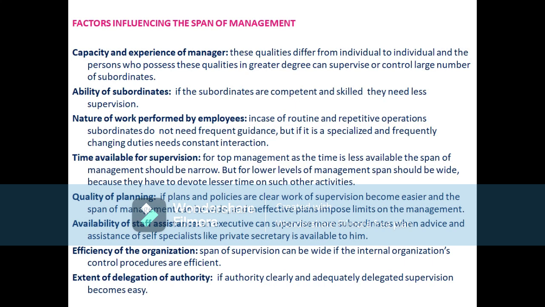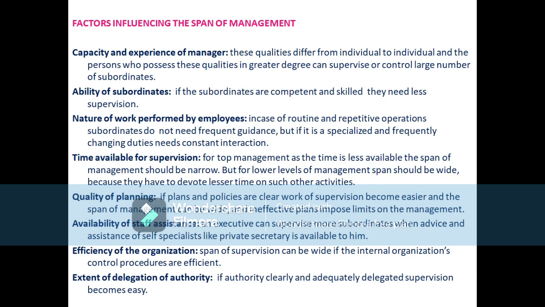And the next one is time available for supervision. Time available for supervision means the span of control should be narrow at higher levels, because top managers have less time available for supervision. Therefore time here is very, very important. Span of control should be narrow, to a small extent, because top management has many more activities regarding the organization: decision making, allocation of resources, framing of all policies and procedures. In many issues top management is involved, so they do not have much time for span of control or span of management. Therefore time available for supervision is another factor for span of control.